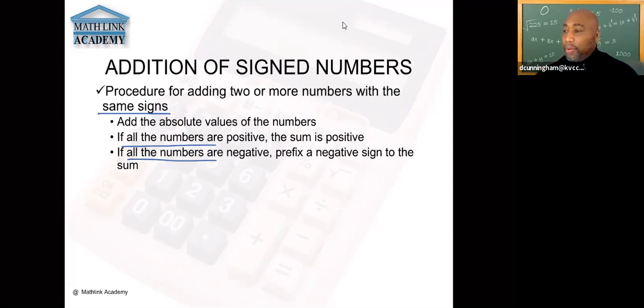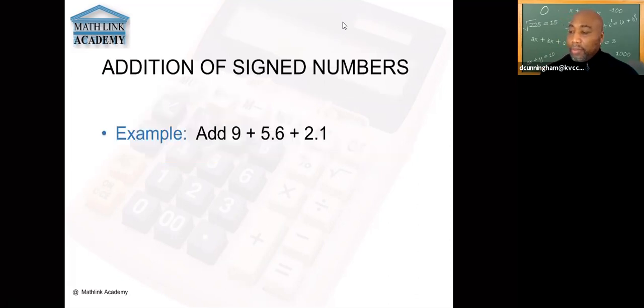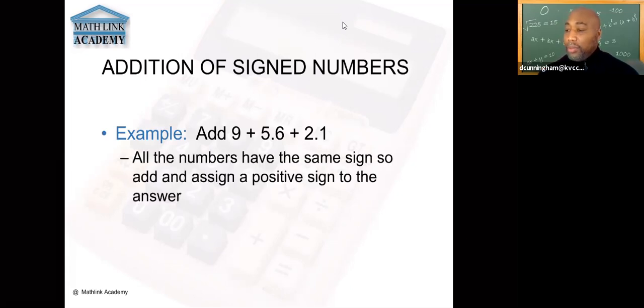So let's look at an example of how that looks. And here's our example that we were trying to get to earlier. We want to add 9 plus 5.6 plus 2.1. Since they all have the same sign, that's all you want to look at, the sign. Now we know we're just going to add by lining up the decimal.